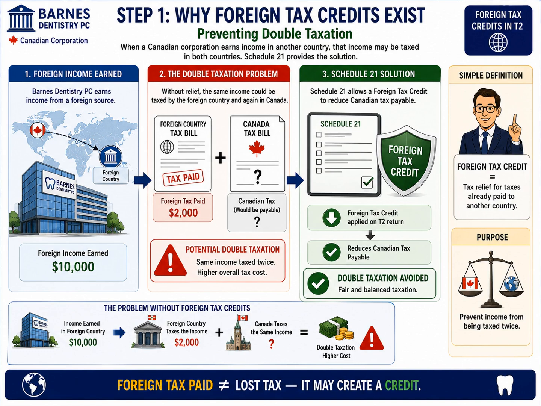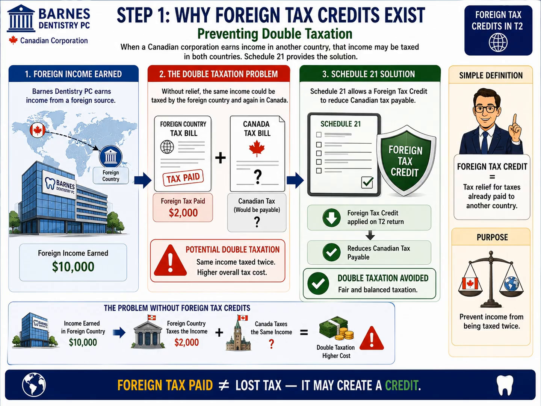The message at the bottom of the slide captures the entire concept. Foreign tax paid does not necessarily mean lost tax. Instead, that foreign tax may create a valuable tax credit. The key takeaway from this slide is simple. Schedule 21 exists to prevent double taxation.